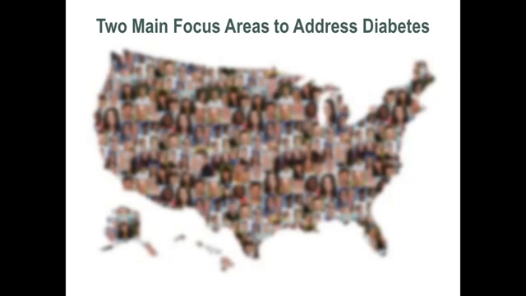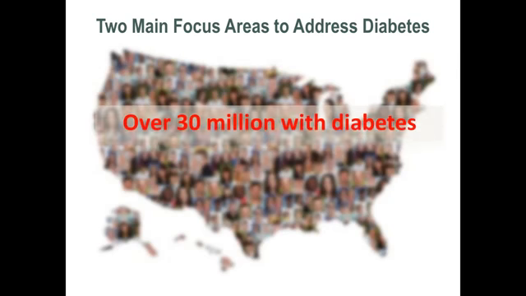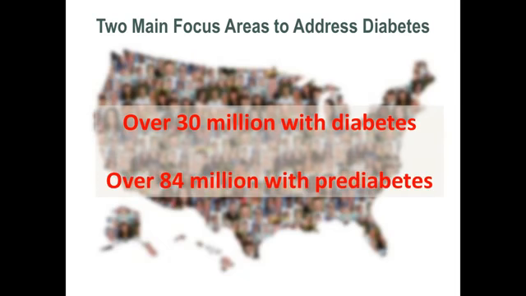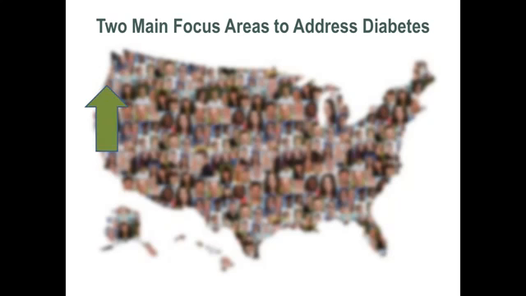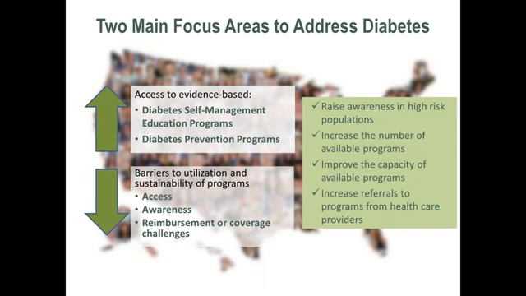The two main focus areas this funding is addressing are our large population with diabetes and prediabetes. They're focusing on increasing access through evidence-based programs, diabetes self-management programs, and diabetes prevention programs, and reducing barriers, especially around access to programs, awareness of the population and providers about these programs, and trying to overcome some of the reimbursement and coverage challenges that interfere with people accessing programs.